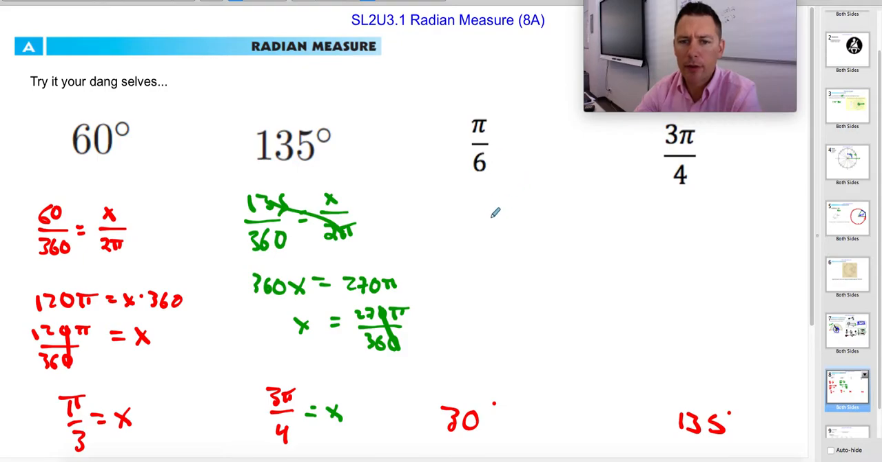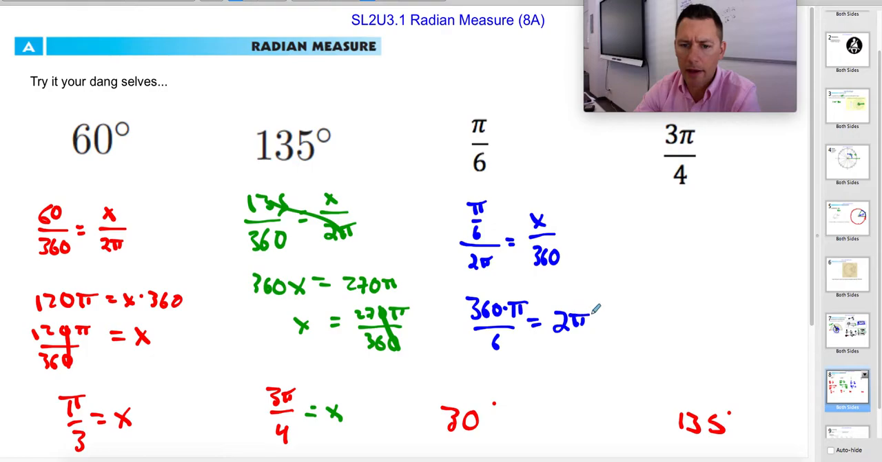It gets a little uglier with these. You have to do some fraction work. So it's the part over the whole equals the degree over the whole in degrees. And when you cross multiply them, you can think about this as 360 times pi all over 6, and on this side, 2 pi x. Doesn't really matter where pi is because we can divide it out. And when you divide this across, you get 360 over 12 equals x. That ends up being 30.